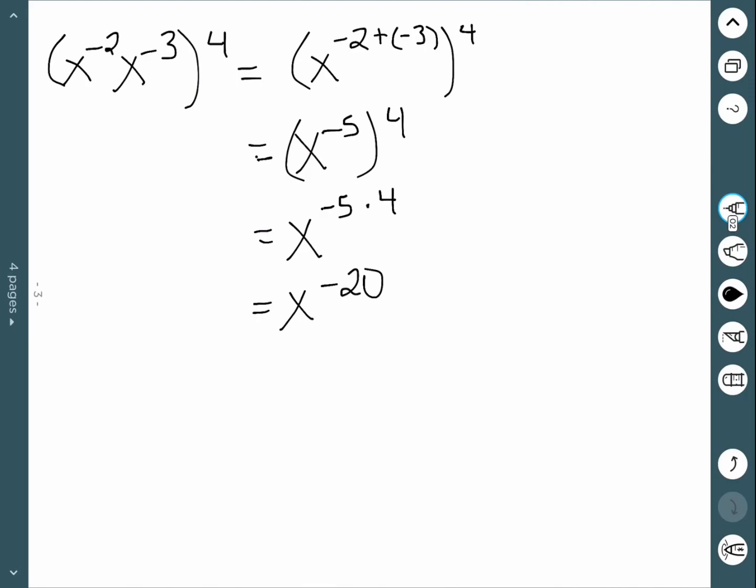A general rule when we're dealing with exponents is we really don't like a negative exponent, so we do want to use our properties of negative exponents, which says move it to the other side of the fraction. So this is really 1 over x to the 20th power.